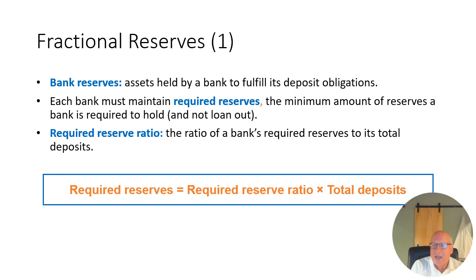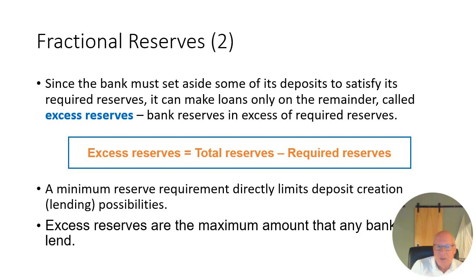So at this point, it's relatively simple. We're at the stage of thinking, yes, banks collect cash, they keep a small amount on reserve in cash in the teller drawers and in the vaults, and then the rest of it they lend out because that's their business. They're in the business of lending. Now, since the banks must set aside some of its deposits to satisfy the reserve requirements set by the government, it makes loans only of the remainder.